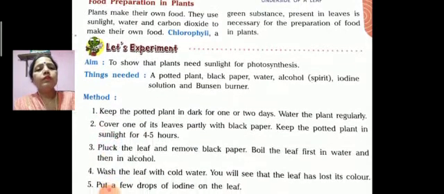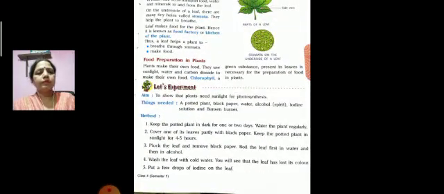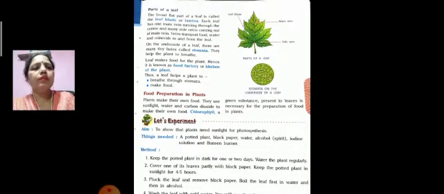Okay, here you can see there are some methods to keep the potted plants. You can read and understand. Okay, so now turn your page.